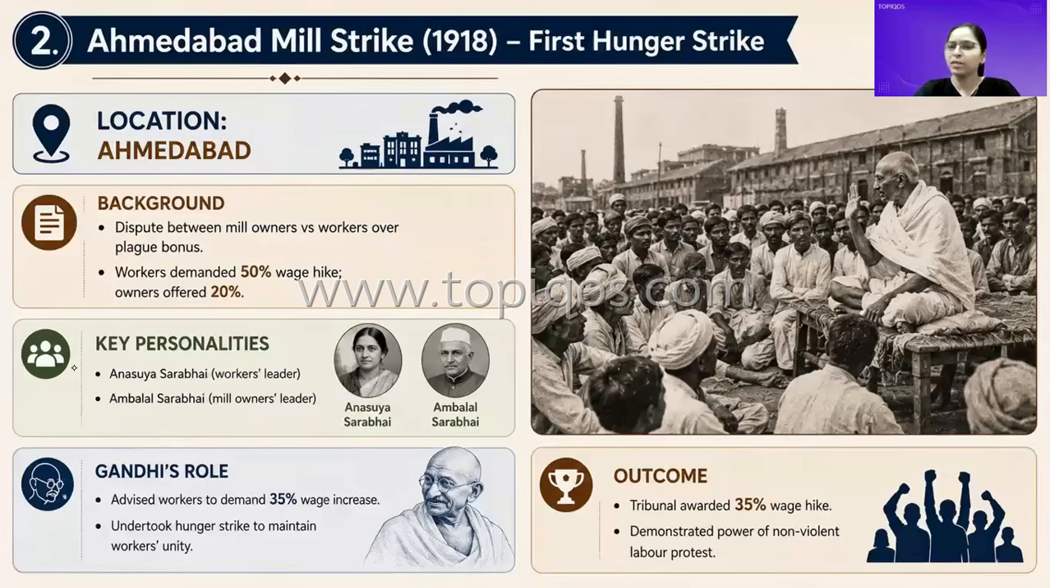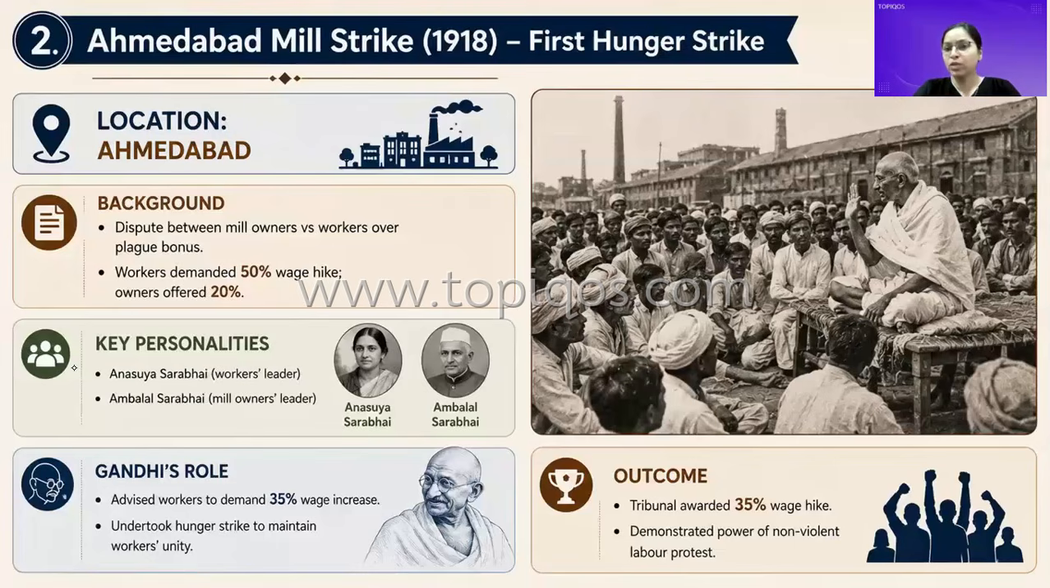Okay, Anusuya Ben Sarabhai learnt about Gandhi, and Gandhi was also a Gujarati, so she decided, let us invite Gandhi to deal with this issue. So Gandhi came over here. Okay, Gandhi had a discussion with all of them. Gandhi also had a word with Ambalal, but Ambalal was not ready to budge. Okay, so Gandhi said fine, let us go on a hunger strike. Okay, so Gandhi went on his first hunger strike in India, which became very glorious.